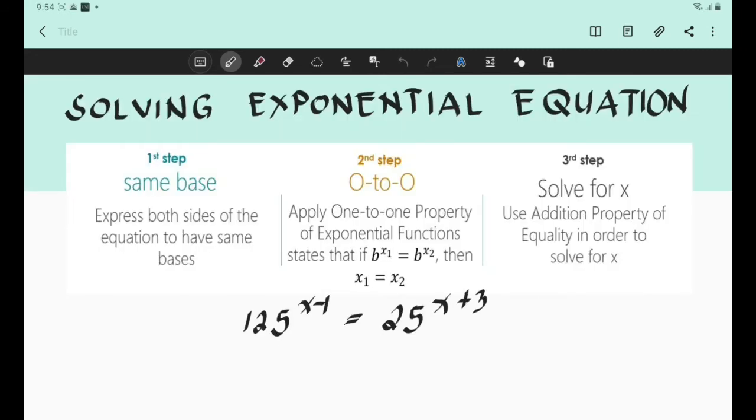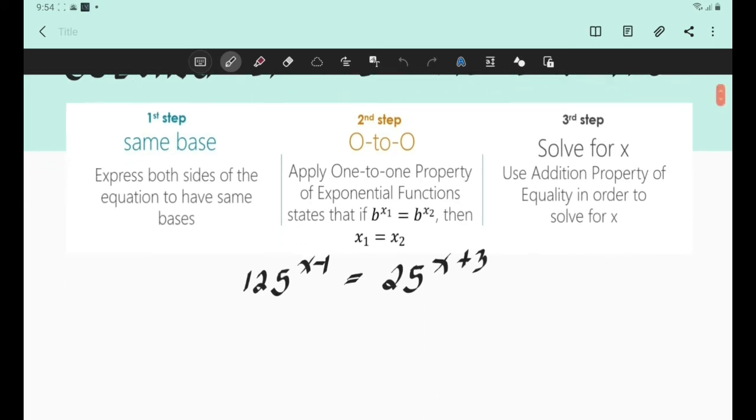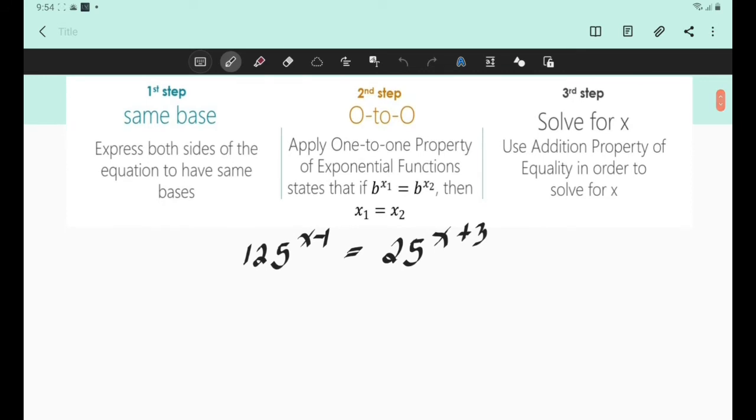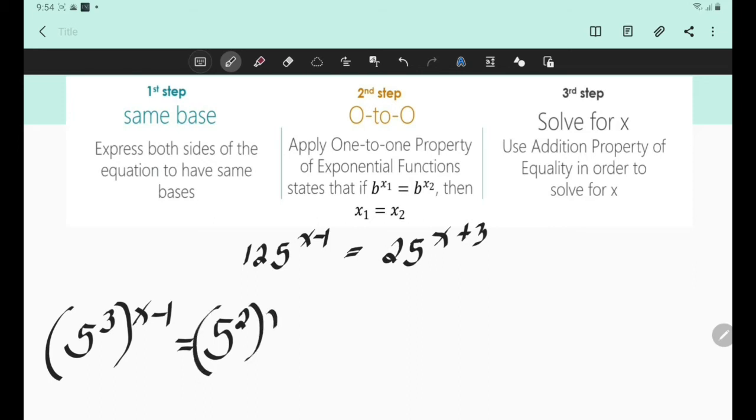So, let us have another example. Let us solve 125 raised to x minus 1 is equal to 25 raised to x plus 3. So, again, our first step, kailangan same base sila. So, we have 125 and 25. So, ang ating base ay 5. So, 5 raised to 3, that is equal to 125. So, 125 raised to x minus 1. And 25 is equal to 5 squared. So, kung 5 naman ang base natin, i-raise natin siya sa 2. So, 5 squared is equal to 25 raised to x plus 3.